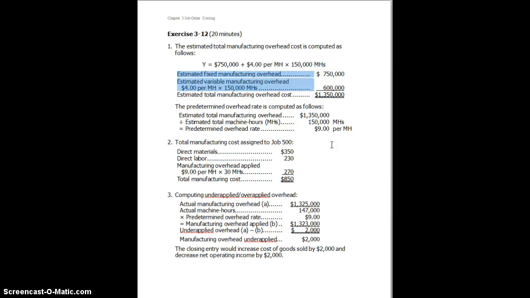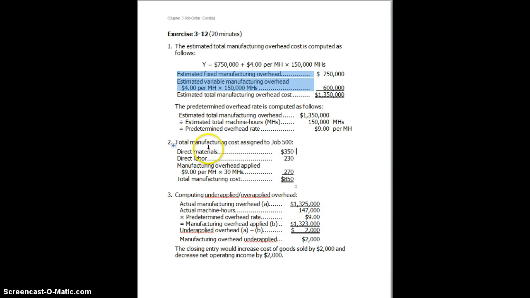Part 2 asks us that they have a job number 500 that was started and completed during the year. And they give us some information with respect to the job. They tell us the total direct materials on that job of $350. They tell us direct labor cost of $230. And they tell us machine hours used of 30.